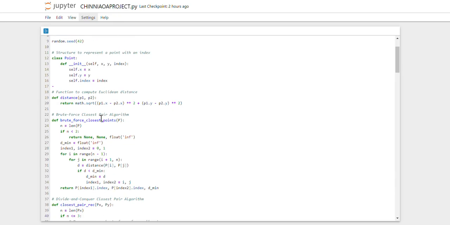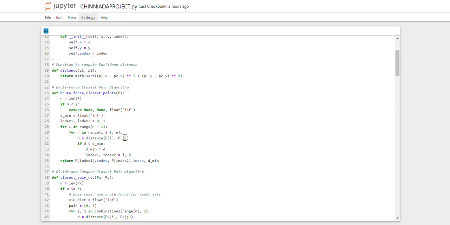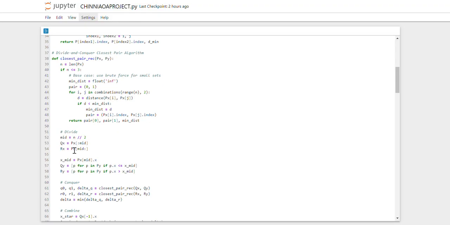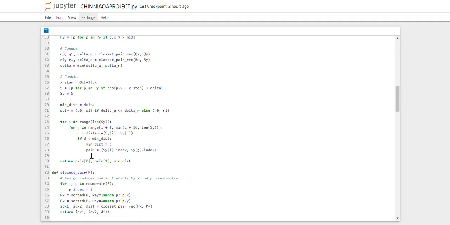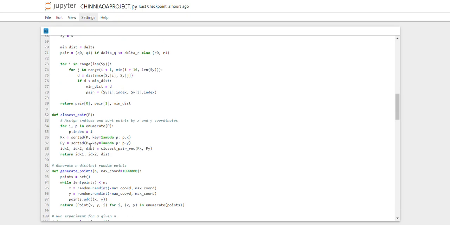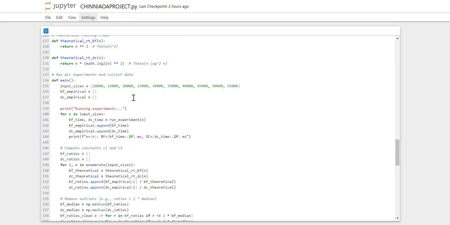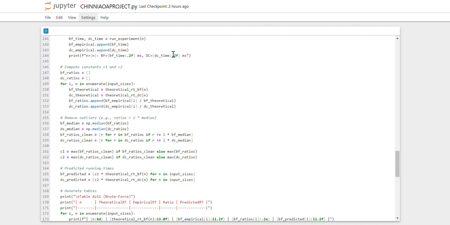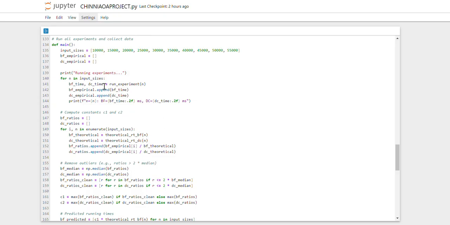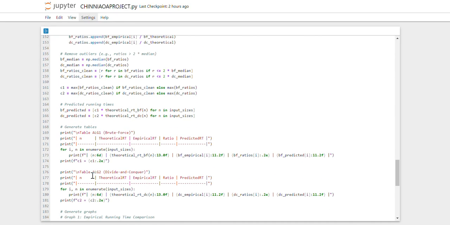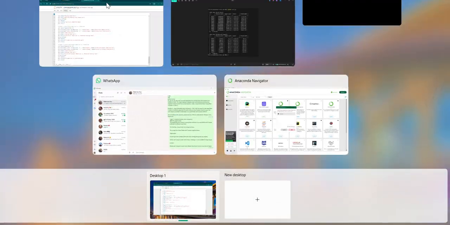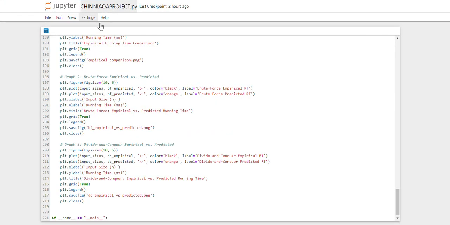So here we can see in the code, we used the brute force closest pair algorithm in here, and this code explains the divide and conquer closest pair algorithm, and here we generate the random points, and this is the theoretical running time, and finally right here we create the constants C1 and C2, and those were the explanations for the code.